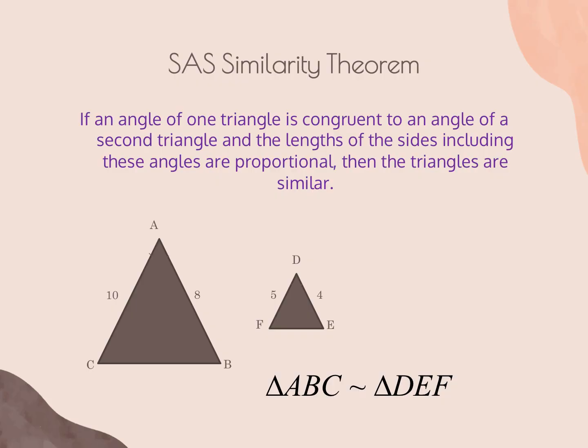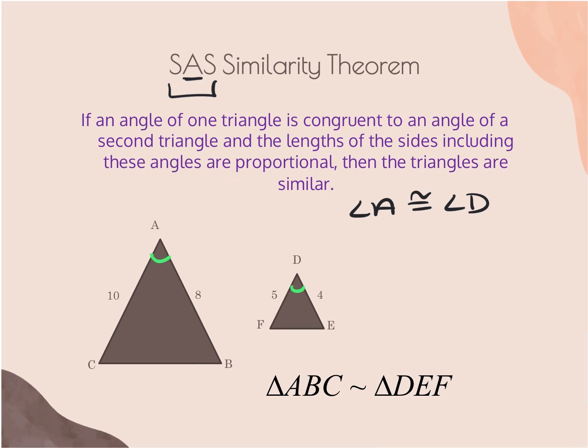The next shortcut is called SAS or side, angle, side. Notice the variable A is in between the two S's, indicating that it has to be the included angle. So the SAS similarity theorem states that if an angle of one triangle is congruent to an angle of the second triangle, and the lengths of the sides, including these angles, are proportional, then the triangles are similar. So in here, it's hard to see though, but it's showing that angle A and angle D are congruent. So we would have to find the included angle with congruency marks. And then we have to check to see if the sides are proportional.